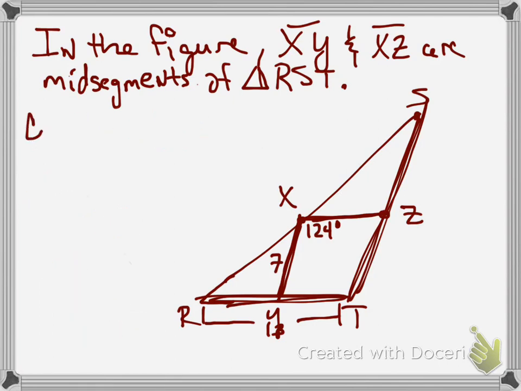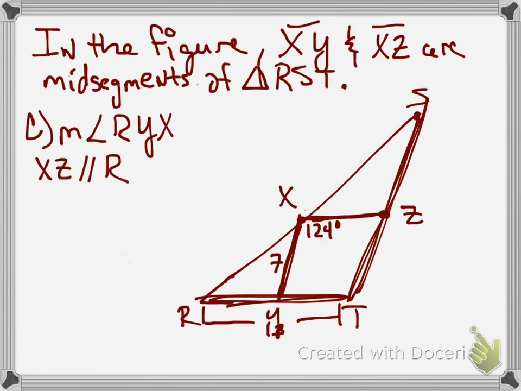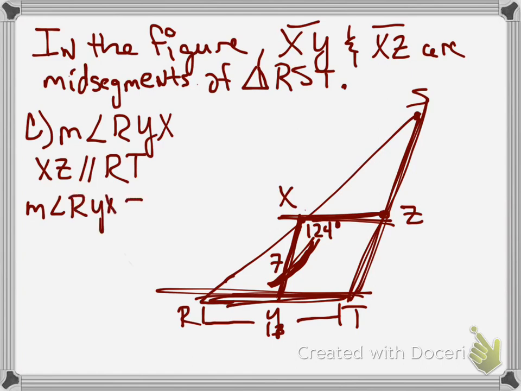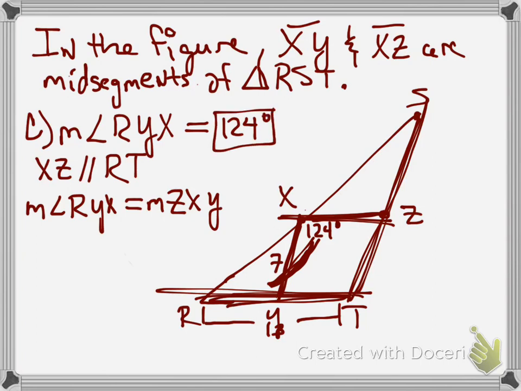All right, let's erase that. Now let's look at this. How would I know about the measurement of RYX? So I'm showing you all the different ways I could ask this question. Well, since XZ and RT are parallel, we have a theorem that says alternate interior angles from the transversal of parallel lines are equal. So that means the measurement of RYX is equal to ZXY. So if ZXY is 124, RYX is 124. And that's it. Pretty simple, right? This looks like an easy section.